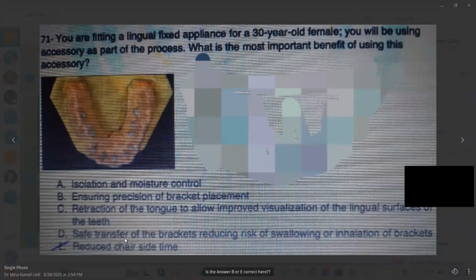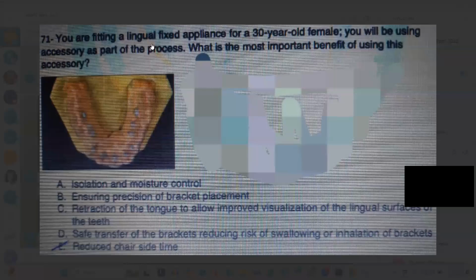Okay, so that is reduced chair side time. Retraction of the crown, because you know, sometimes the threat. Yes, they are lax. Sorry, doctor, carry on. Attachment and reduced pressure.